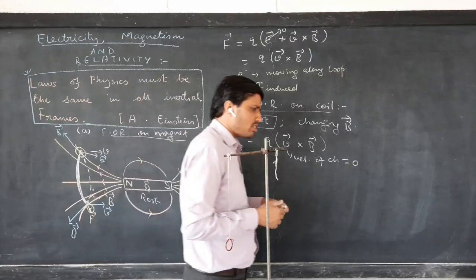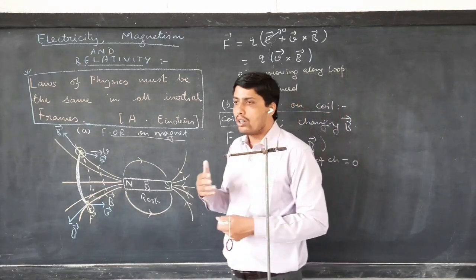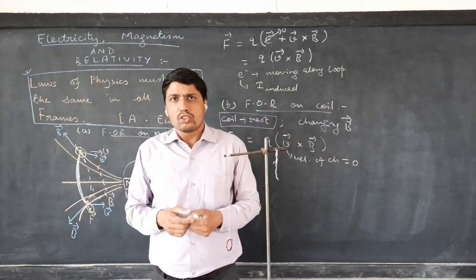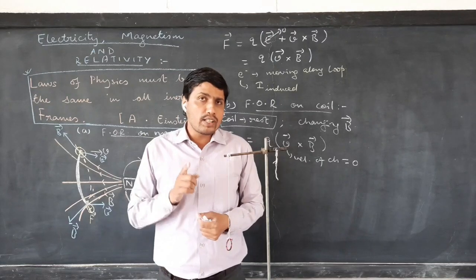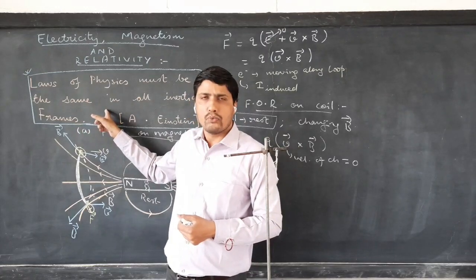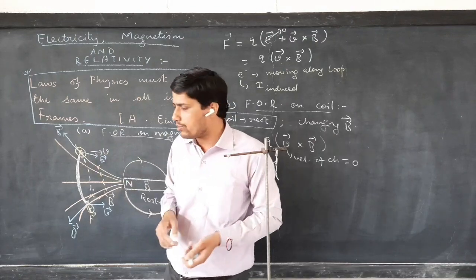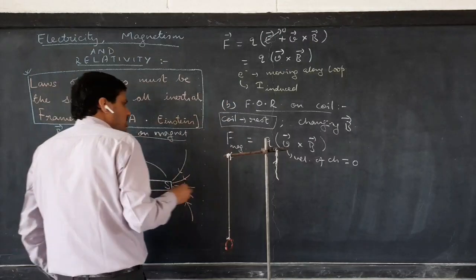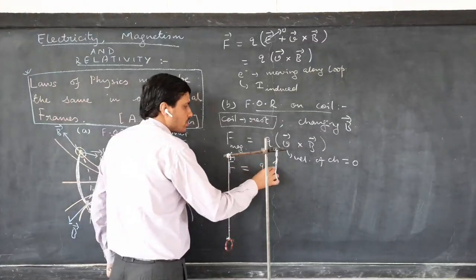And if the magnetic forces are 0, how come they will move? And if they don't move, how come there will be induced current? So I should conclude that there is no induced current. But if I do so, I will disobey a very, very general law that all laws of physics must be the same in different inertial frames. So where is the problem? The problem is somewhere here that goes unnoticed.